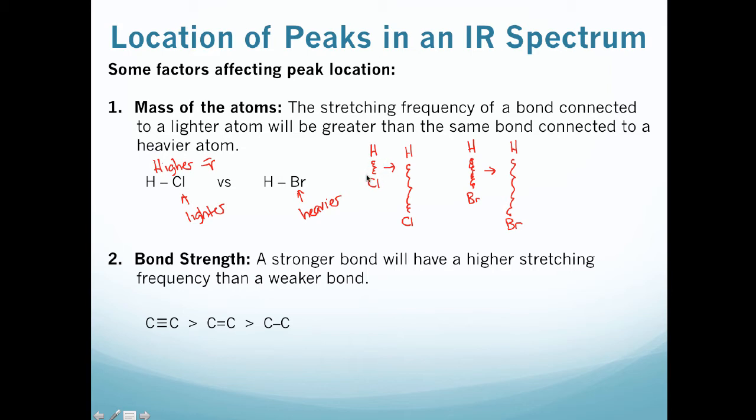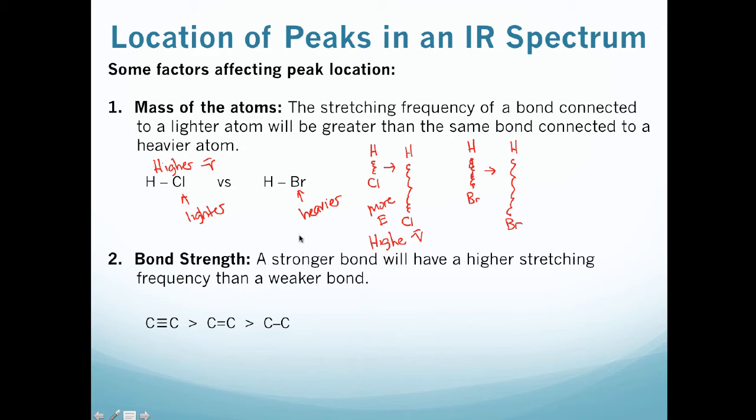the HCl bond, this spring, because chlorine was lighter, is a tighter spring, so it's going to require more energy to fully stretch that out. And then you can think of the HBr with bromine being a little bit heavier. It's not going to require as much energy to fully stretch that spring. So that's one way to think about the mass of the atoms. Since it requires more energy to stretch out the HCl spring, and higher energy also means higher wave number, then we can also relate the location of the peaks to bond strength.